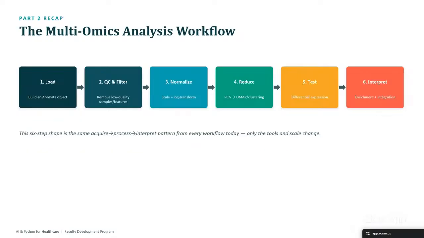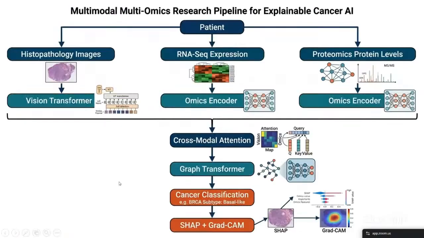And how does the multi-omics analysis workflow go? First, you need to understand the data, load the data, and identify the things from the data. Then remove the low quality samples and features from the data, and normalize the data by performing scaling and log transformations. Then reduce the features using PCA or UMAP and a clustering approach, and then test using differential expression, and then interpret in terms of enrichment or integration.